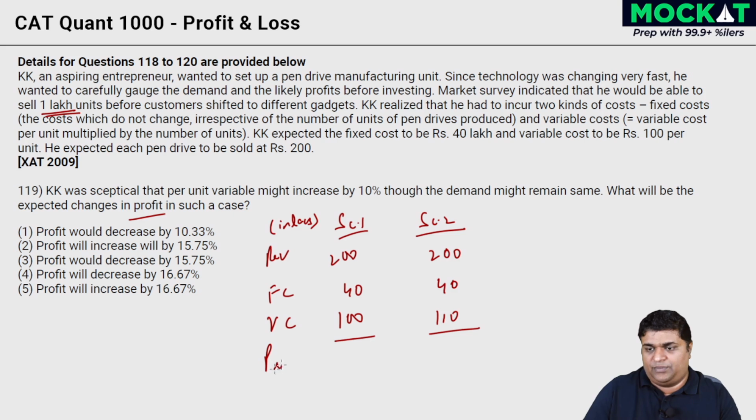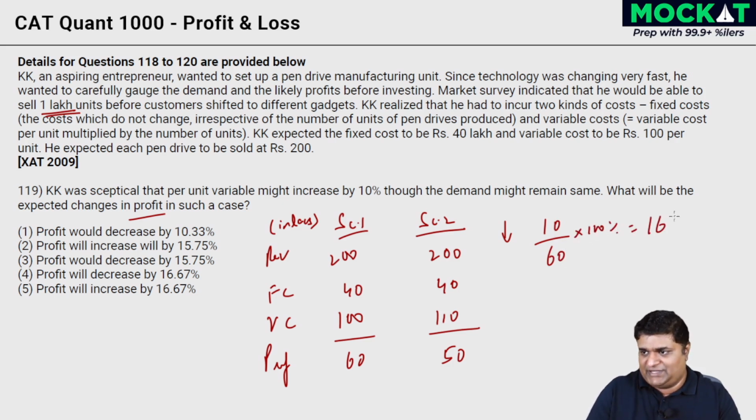Now, what's going to be the profit? 200 minus 140, that's 60. 200 minus 150, that comes to 50 over here, right? 50 lakh rupees. Now, what will be the expected change in profit? That's going to be a reduction. From 60, it's becoming 50. The reduction is how much? The reduction is 10, compared to the earlier value of 60. 10 by 60, 1 by 6. Convert to percentage, you're going to get 16 2 by 3 percent, or 16.67%. The profit will decrease by that. Option 4 is the answer here.